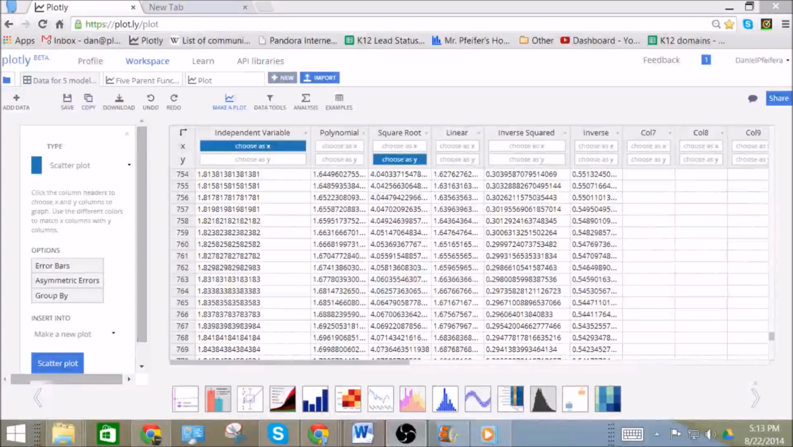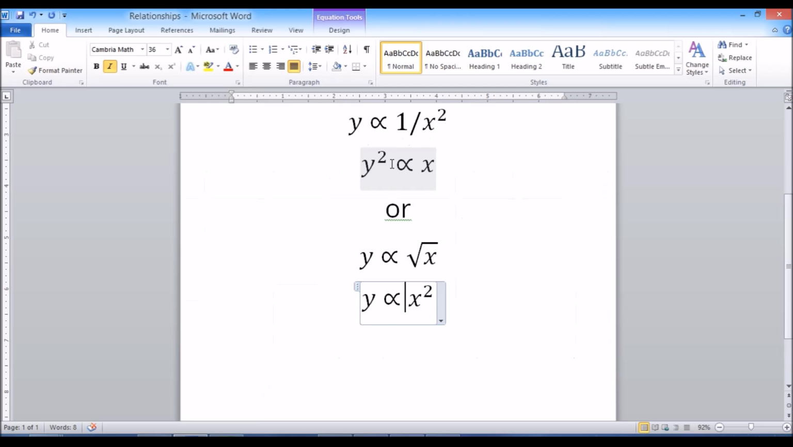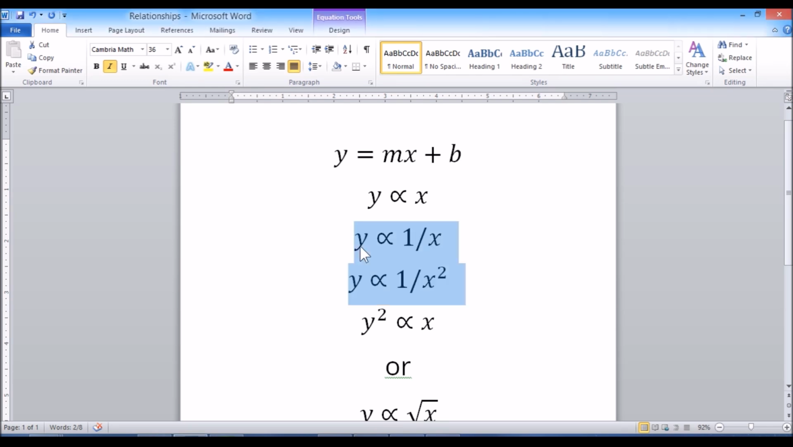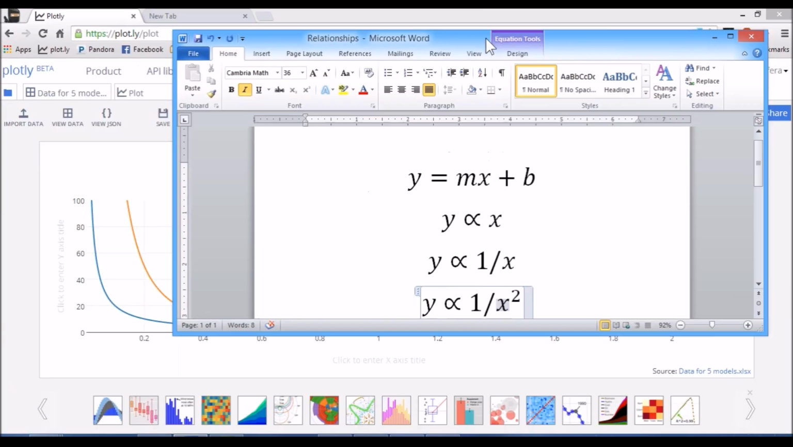The next graph we're going to look at is where our independent variable is proportional to the square root. Y squared is proportional to x, or y is proportional to the square root of x. The square root looks similar to the polynomial, however, it's flipped sideways. The inverse function, y is proportional to 1 over x, and the inverse squared function, y is proportional to 1 over x squared, look very similar.